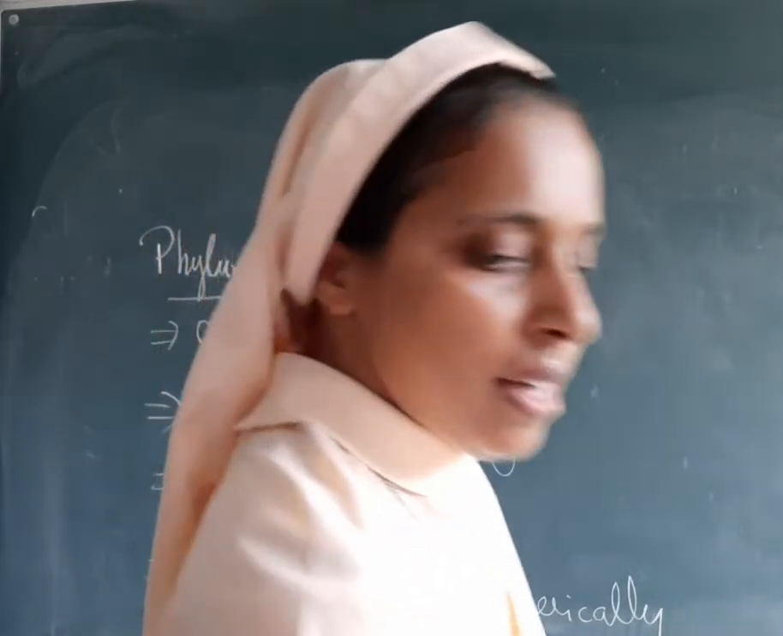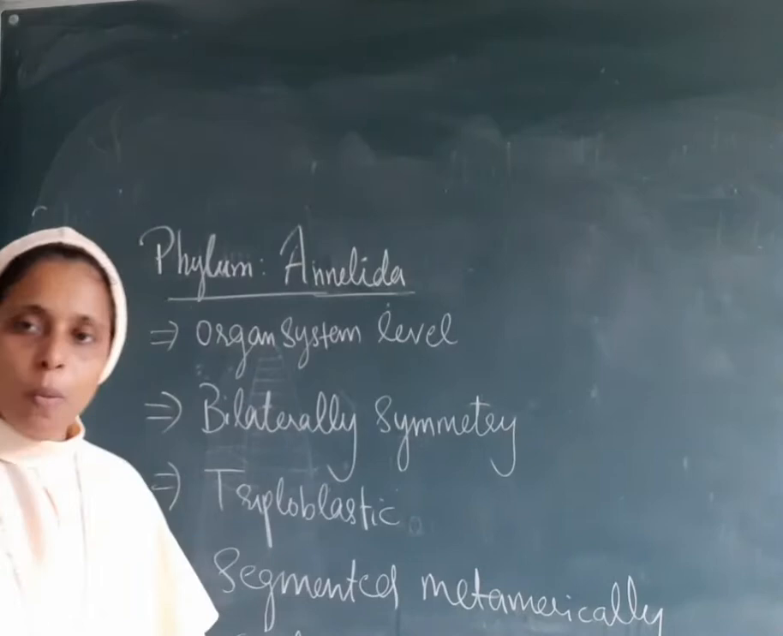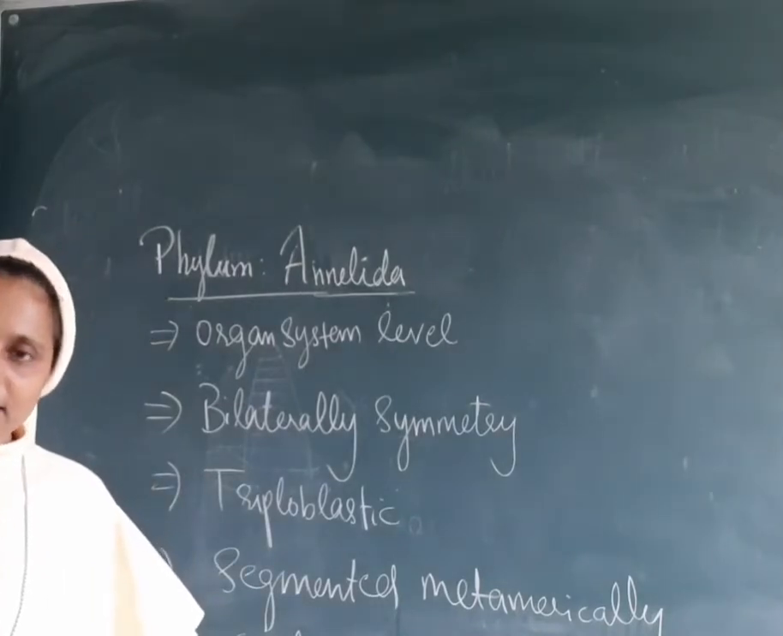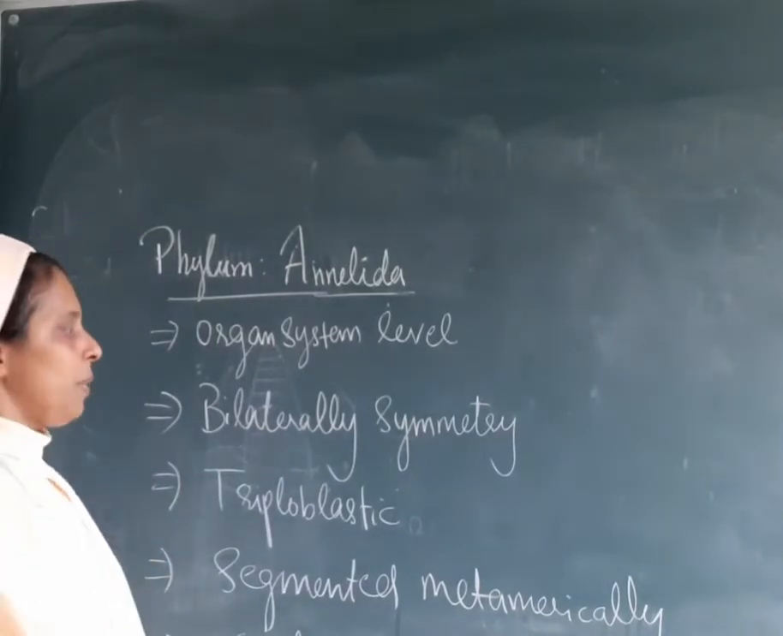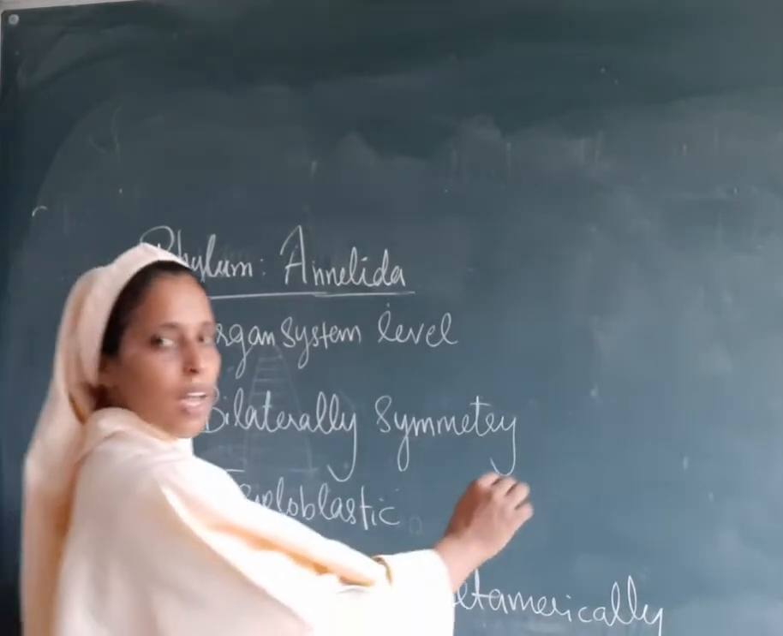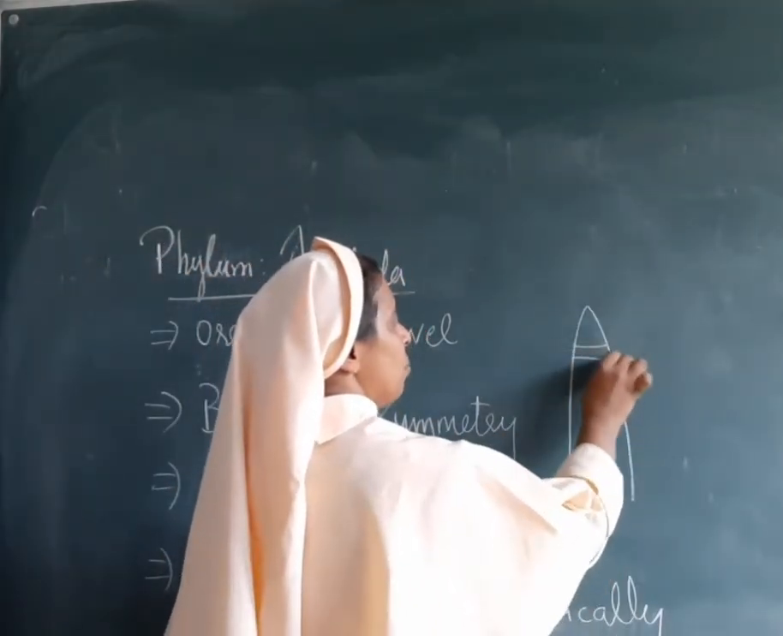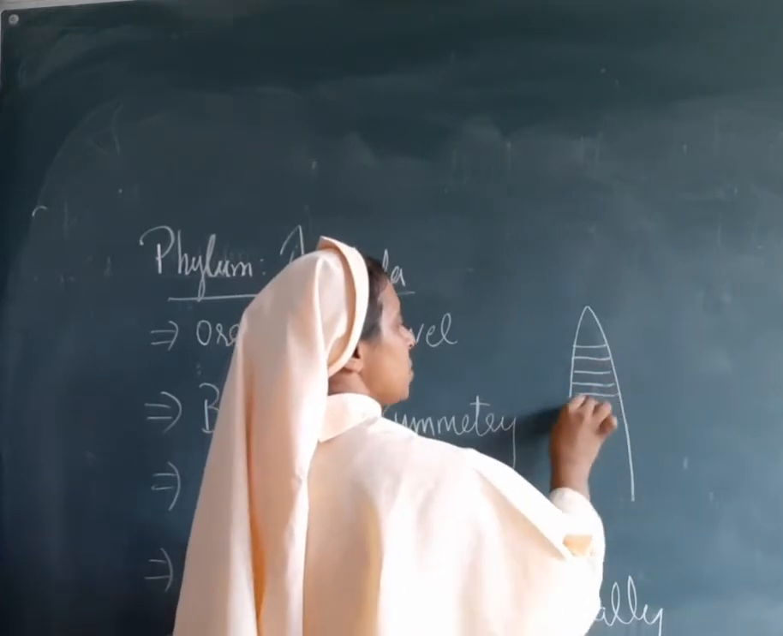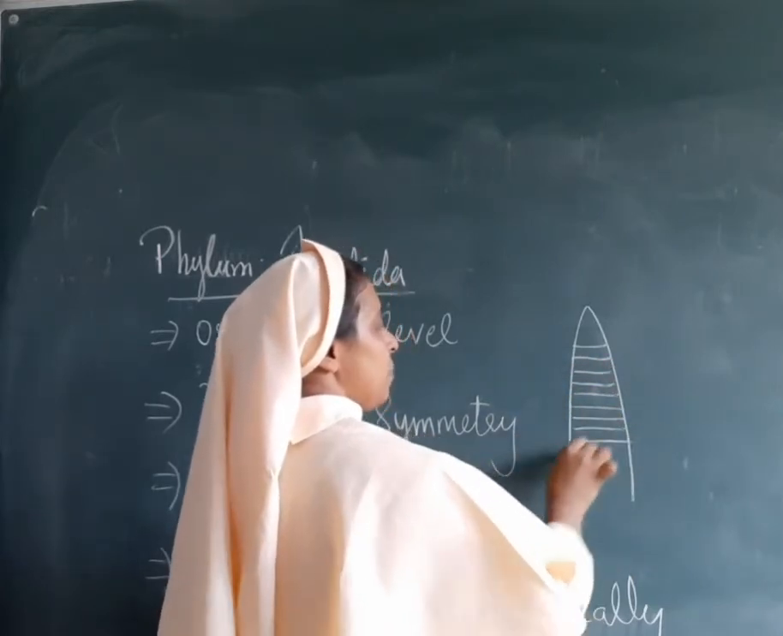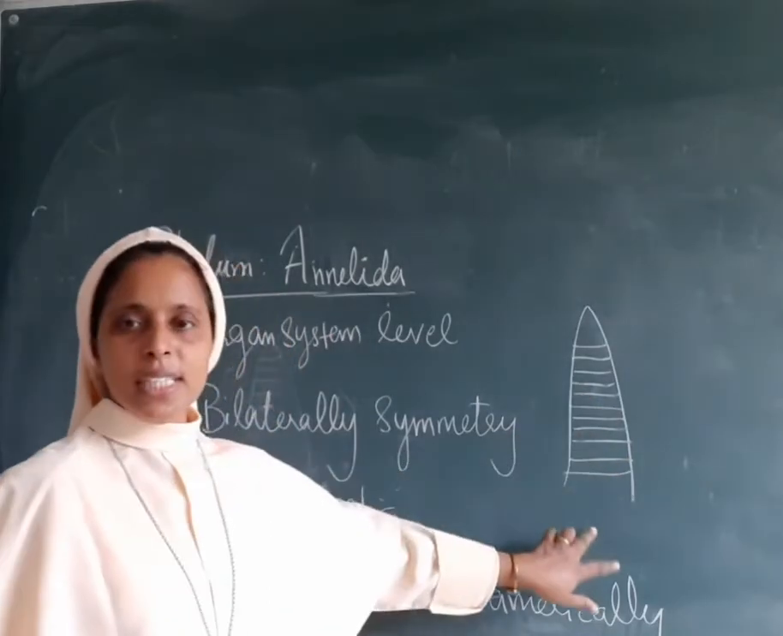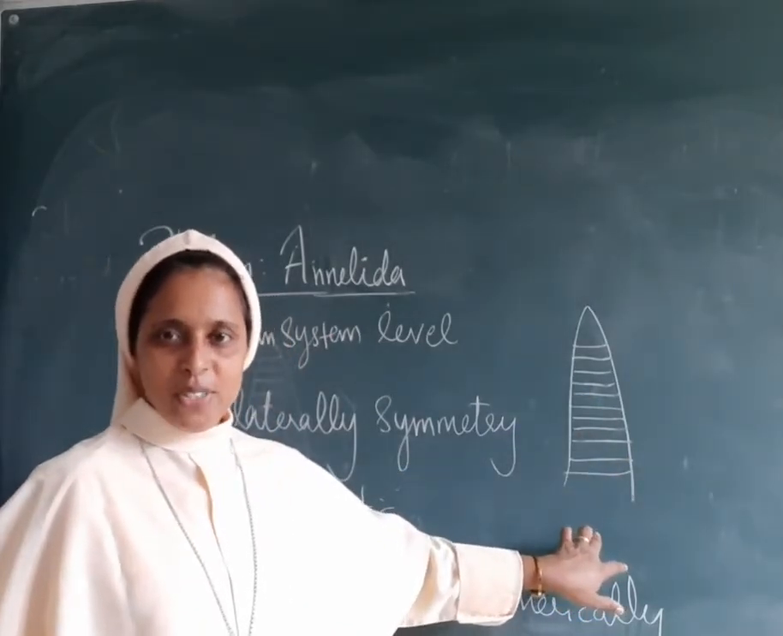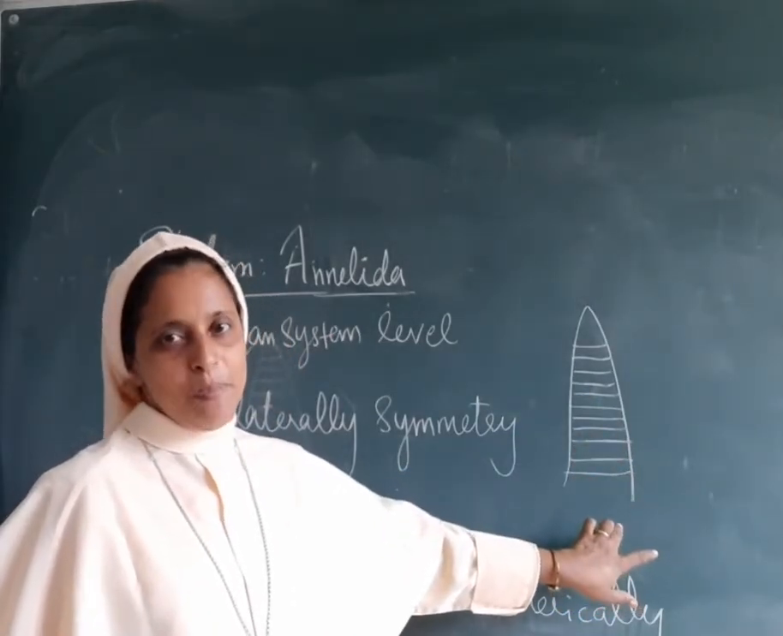Then we have learned about coelomate. If the body cavity is present, we can say it is coelomate. Here I will draw and show you how the segments are formed over the body of this particular organism. In this way, the segments are formed. This particular phenomenon is termed metamerism.